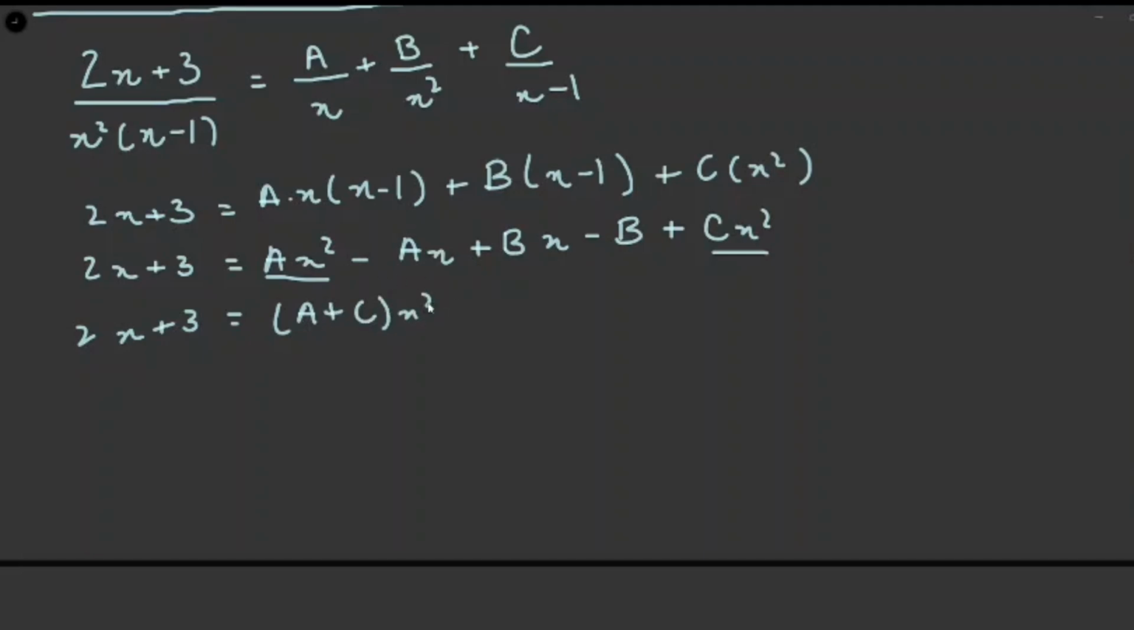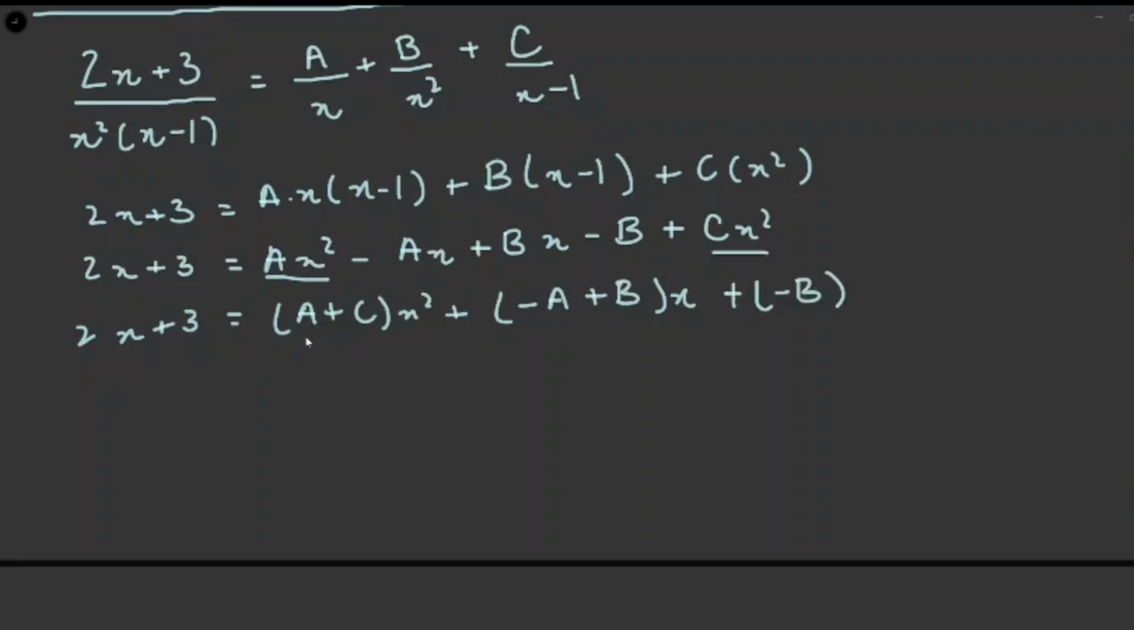Now we take x, we have ax, bx here, minus ax. So we write minus a here, plus b here, and we will write for x. And for the constant we only have b. So we write minus b here.